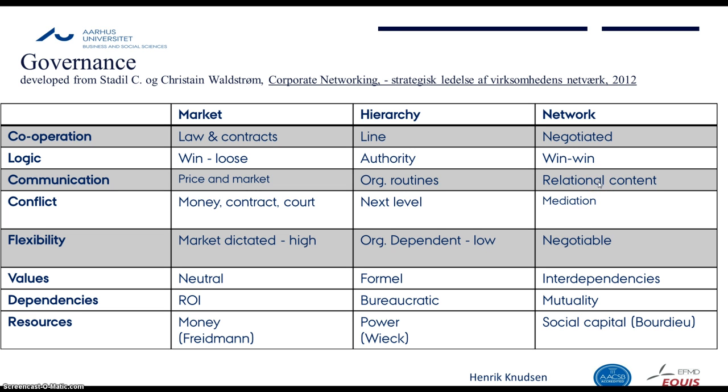Communication depends on the relational content. If there's a conflict, try to mediate and find out if we can find a solution that fits all, so there's a win-win situation. Otherwise we may have some routines set down. This is a routine for the network. Negotiable flexibility, interdependencies on the values, so we're dependent on each other in the network, and this also means mutuality. One of the theorists is Bourdieu, and social capital. I'll cover that shortly on Tuesday.